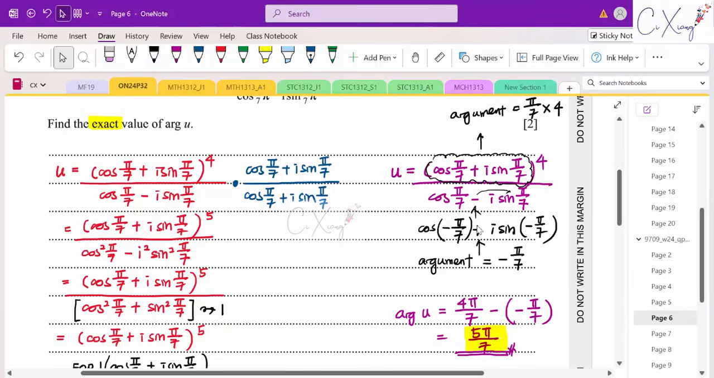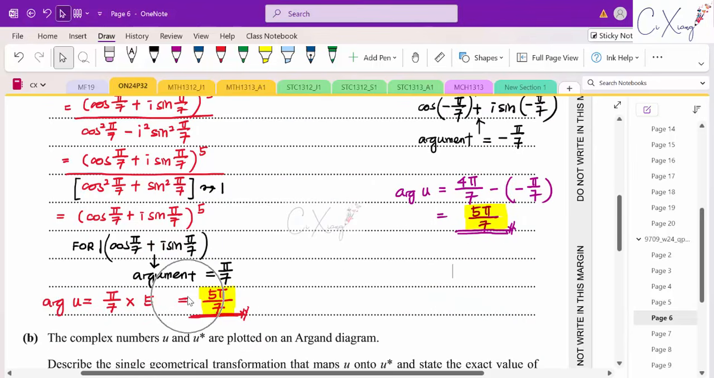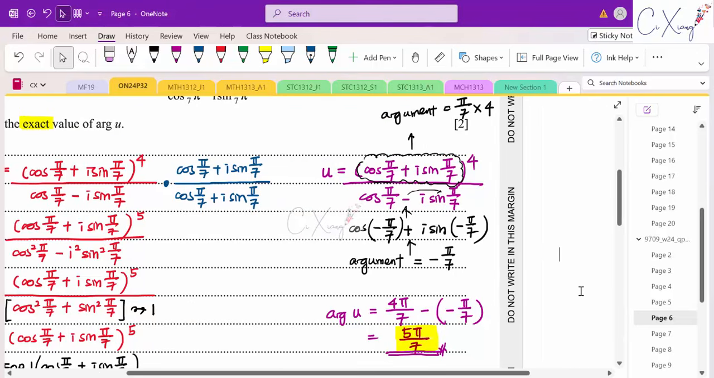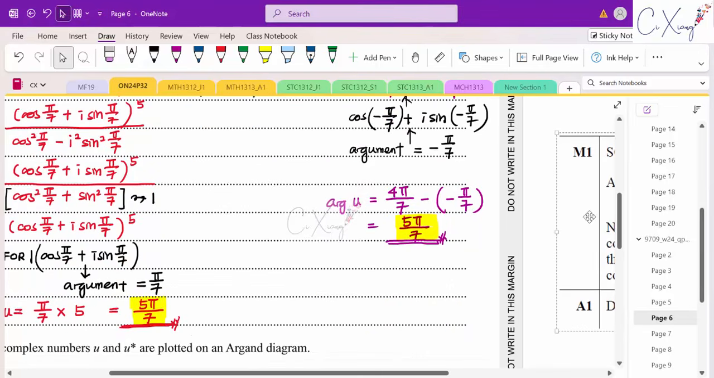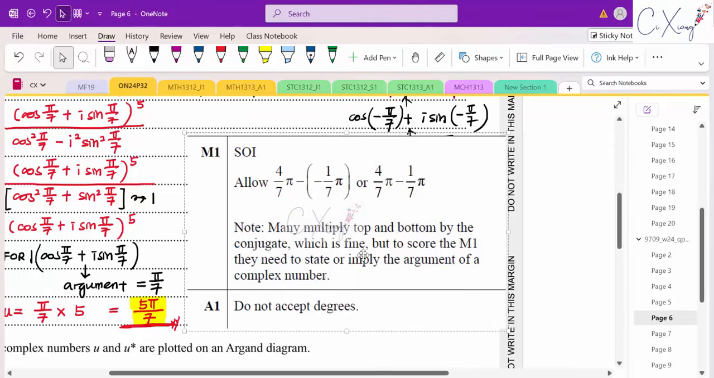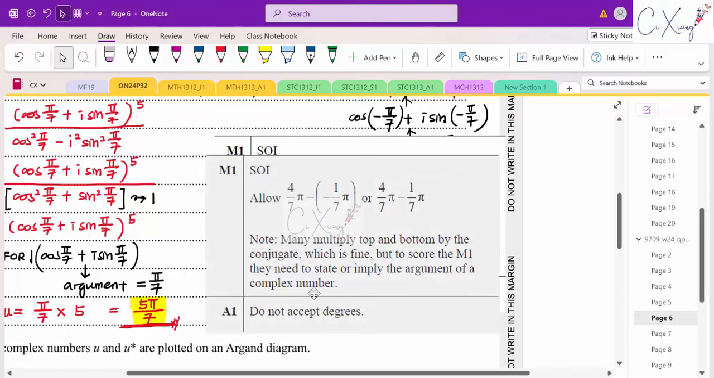If you know how to rephrase your modulus argument form correctly, then this method should be shorter. And this method is suggested by the marking scheme from Cambridge. This is what I can think about when I look at the question at first sight. So let's have a look at the marking scheme. If you are aware, in the marking scheme, they did put in some remarks.